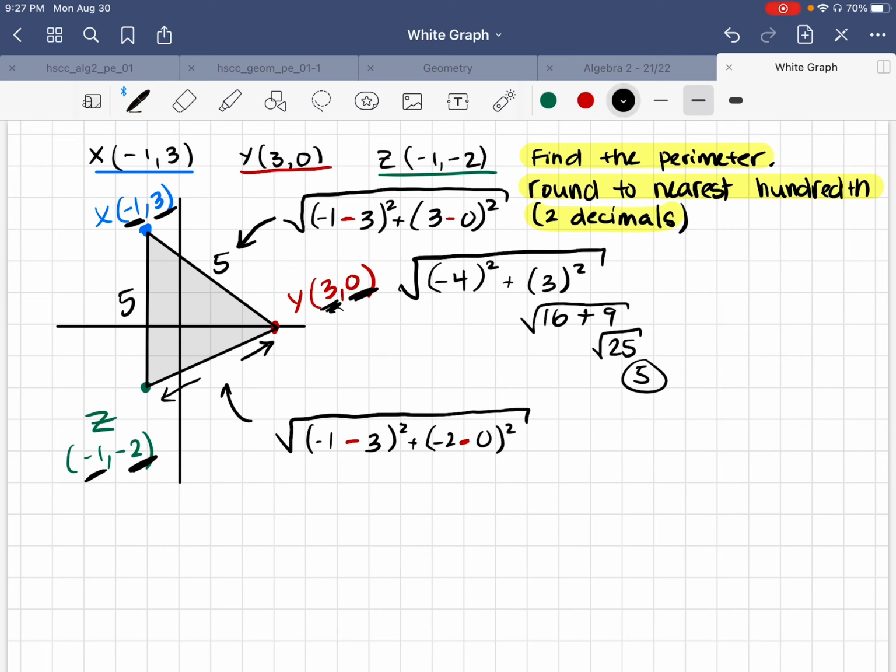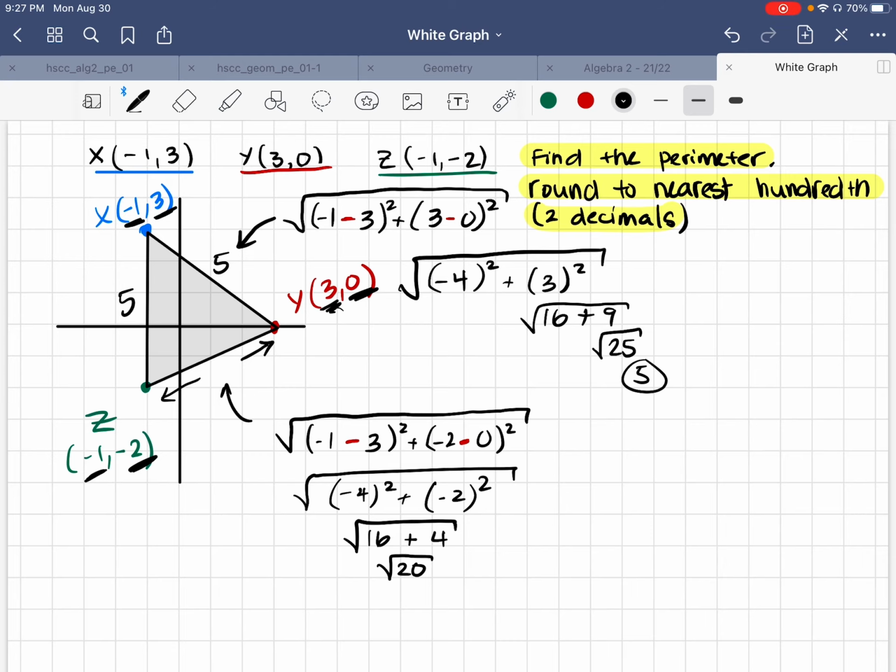All right, now time for simplifying. Negative 1 minus 3 is negative 4, so we have a negative 4 being squared there. Negative 2 minus 0 is just negative 2, so we have negative 2 squared there, remembering that they're still inside the house. Negative 4 squared is 16, and negative 2 squared is 4, so we have a 16 plus 4 inside the square root. This simplifies, or adds the 16 and the 4, to the square root of 20.